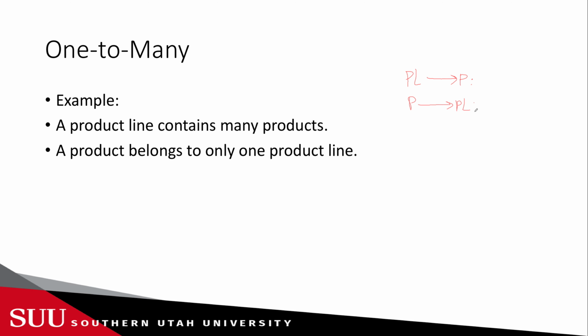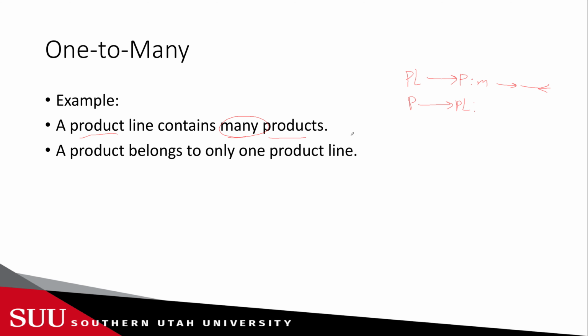Okay. Now we say a product line contains many products. So it says, okay, when I'm going from product line to product, I have a many situation. So I'll say, okay, this is many, and this will translate to the many notation, which is the Crow's foot.